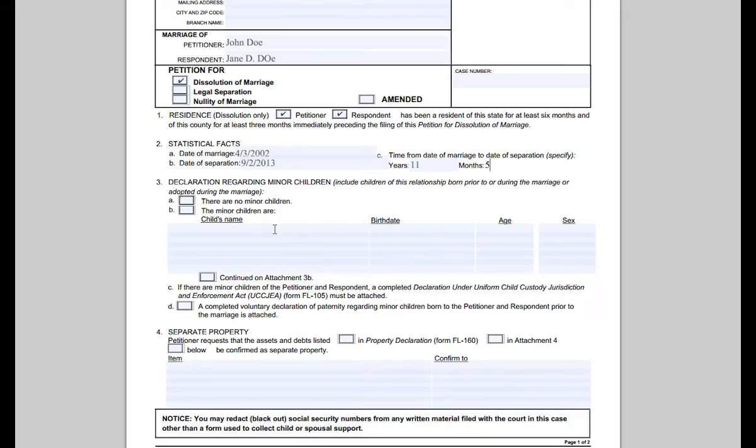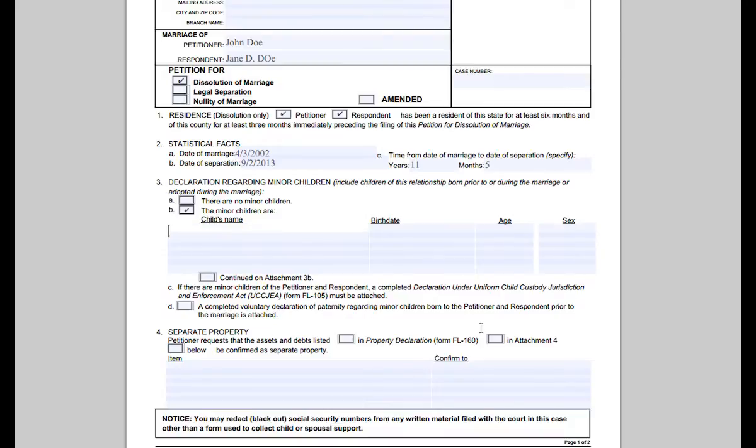If there are no minor children from the marriage, check 3A. If there are minor children from the marriage, check 3B. And write the names of the children involved below, their respective birth dates, age, and male or female. And John Doe has 2 minor children from the marriage, so let's fill in the following information.